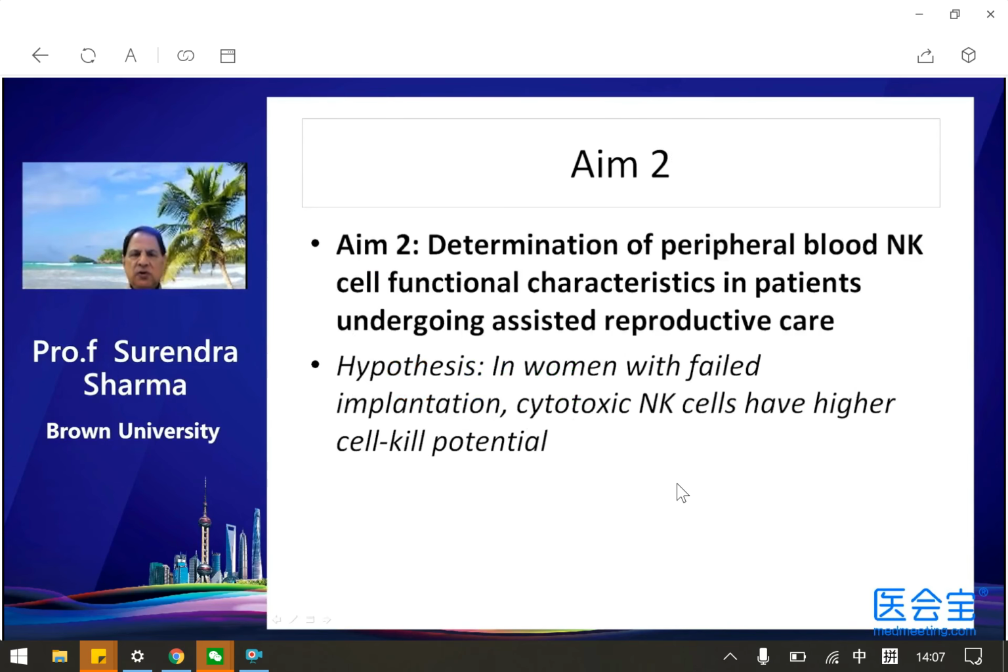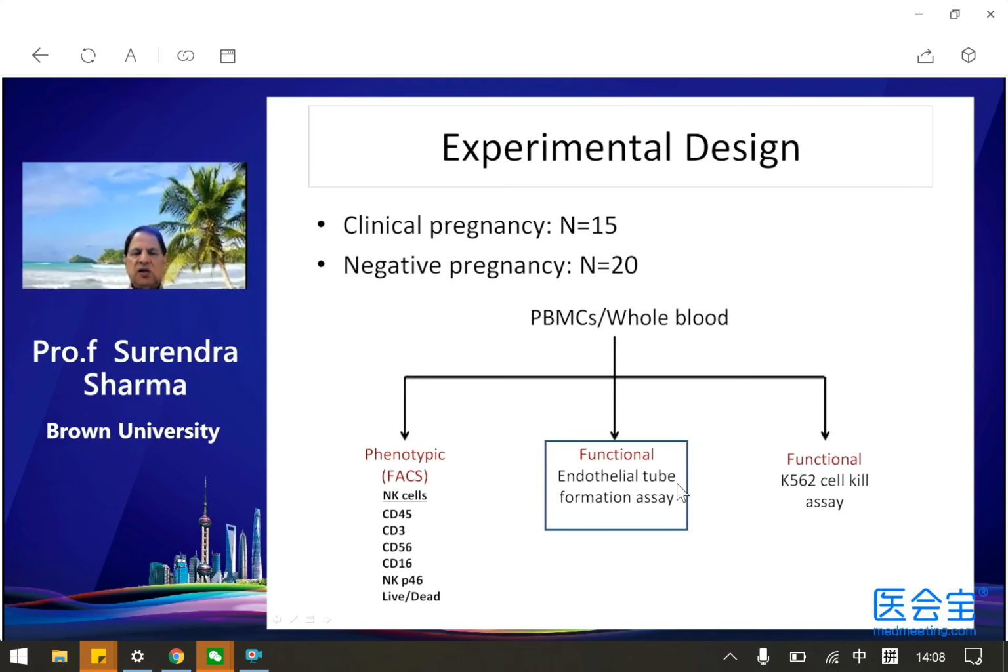So the AM2 then talks about determination of peripheral blood NK cell functional characteristics in patients undergoing assisted reproductive care. Our hypothesis was that in women with failed implantation, cytotoxic NK cells have higher cell kill potential. This is what we really wanted to go after, just to see. So again, it's an experimental design.